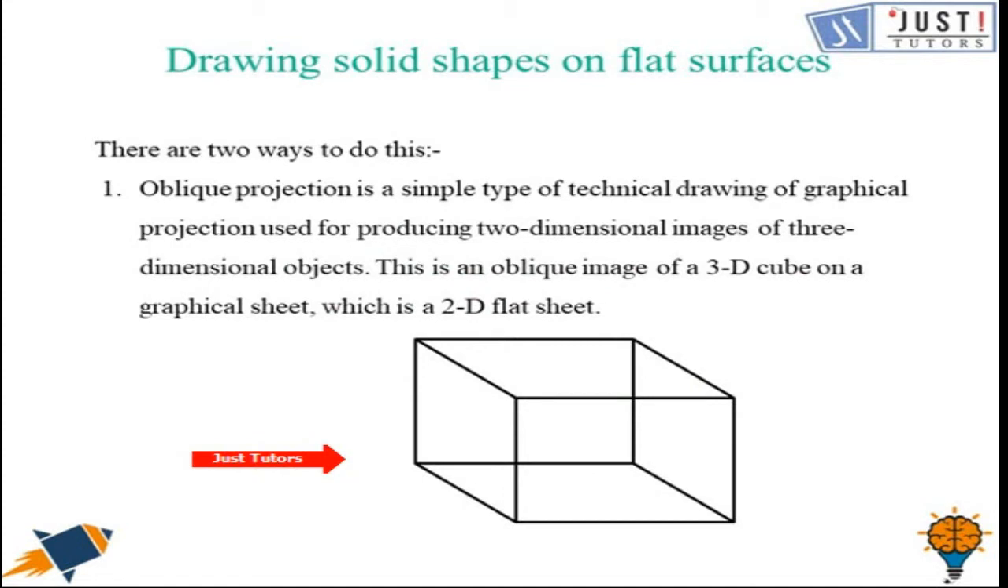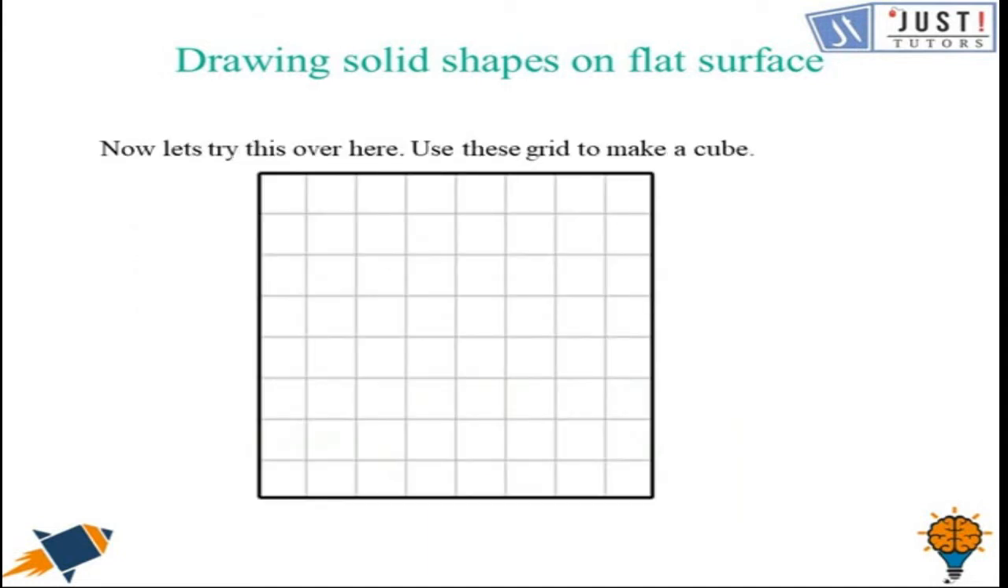We'll talk about two ways to do this, and the first one is oblique projection. It's a simple type of technical drawing of graphical projection which is used for producing 2D images of 3D objects. Here's a quick example: an oblique image of a 3D cube on a graphical sheet, which is a 2D flat sheet. Let's learn together how we can do it.